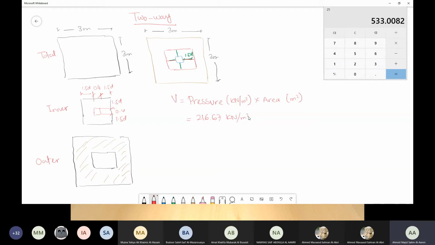How to find it? Can I say the area is 3 square, which is the whole foundation? Everyone, can you mute yourself, please?